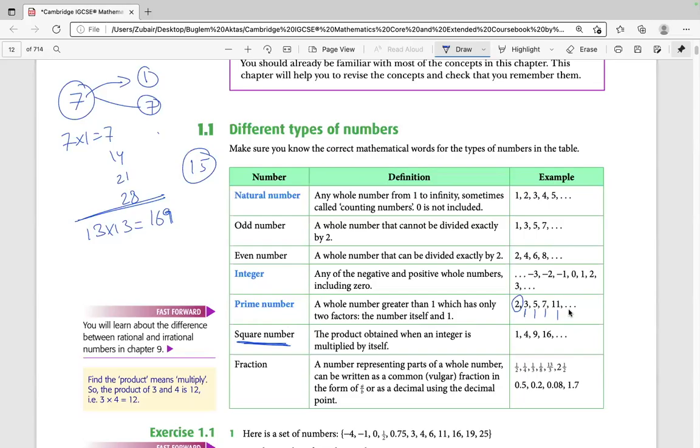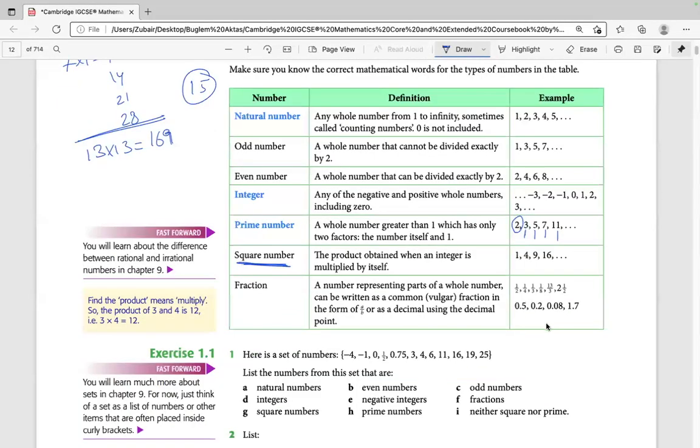Then we have fractions, and fractions are of two types. One is proper fractions, the other is improper. Proper is when the numerator is lesser than the denominator, and improper is when the numerator is greater than the denominator, and that could be changed into a mixed number.